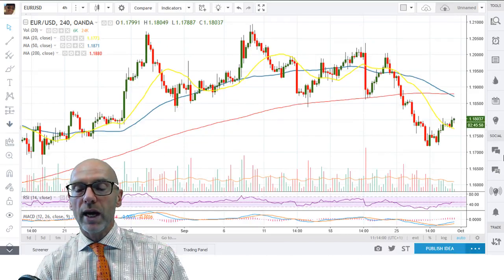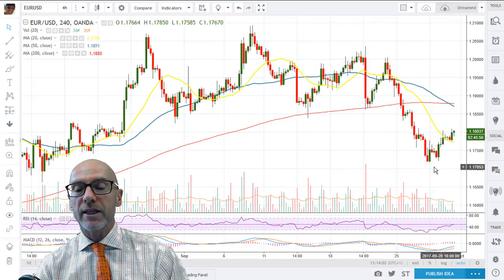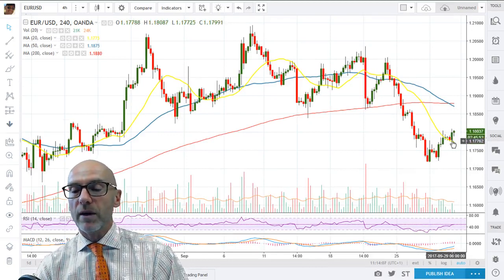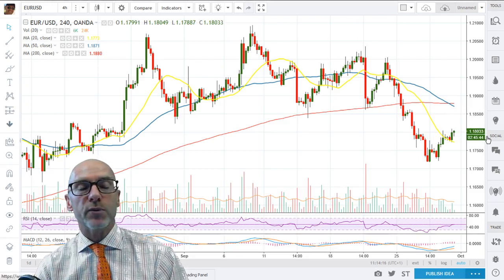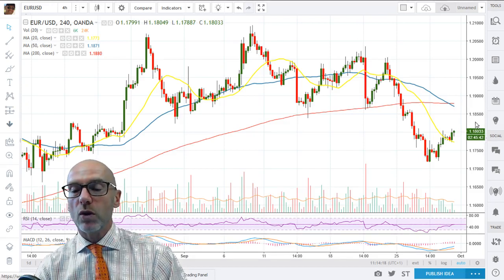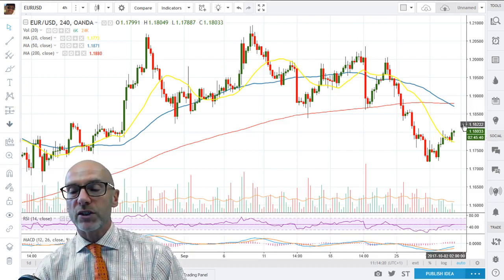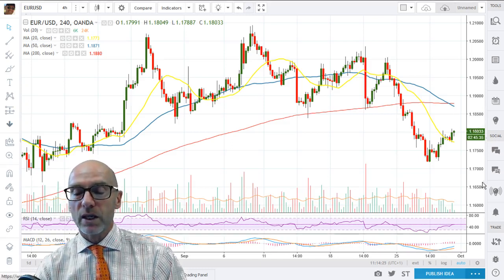On the 4-hour picture, the rally we've had the last couple of days is a bit more obvious. However, we will be soon hitting resistance. The 50 on this 4 hour is moving down very quickly. That's presently at 118.71 and will give resistance on Monday at about the 118.50 level.